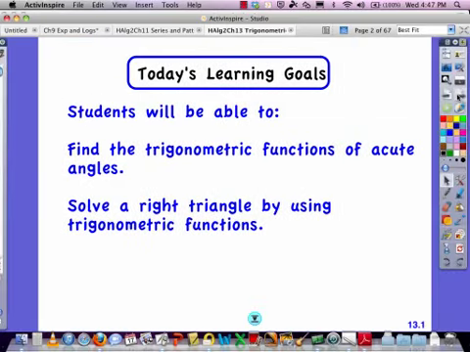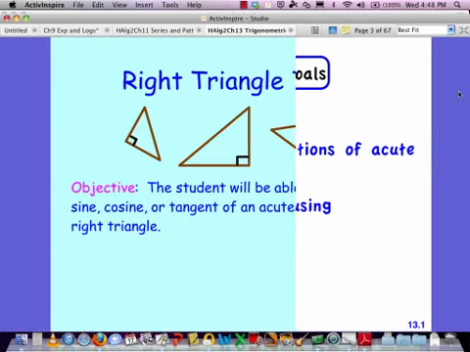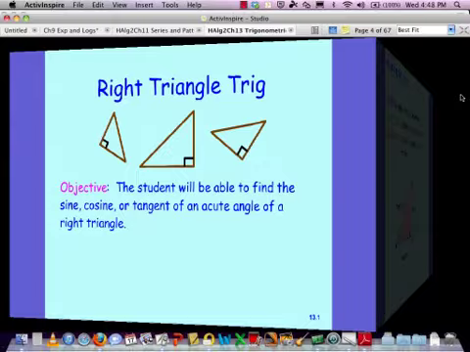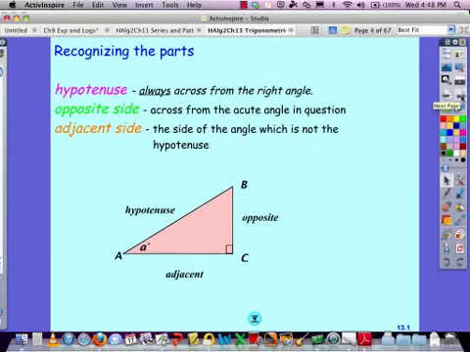So here we go. Do you remember how to find the trigonometric functions of acute angles? And can you solve a right triangle by using those trigonometric functions? So let's go right ahead and see what that looks like. We're going to deal with right triangle trig first. So you should remember sine, cosine, tangent. So take a good look.